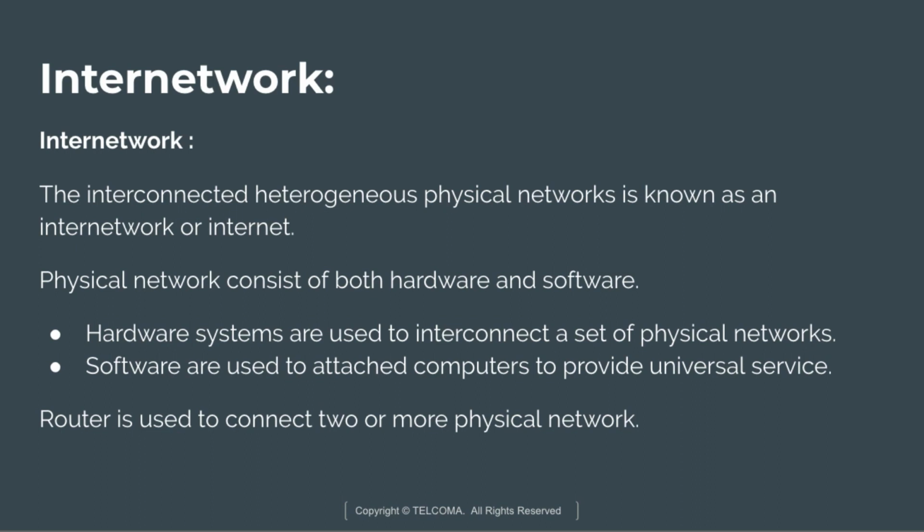Here one device, that is a router, is used to connect two or more different physical networks. The router is an independent hardware system that is used to interconnect the networks, and these routers contain a processor, memory, as well as a separate input-output interface for each network. So this is an internetwork.